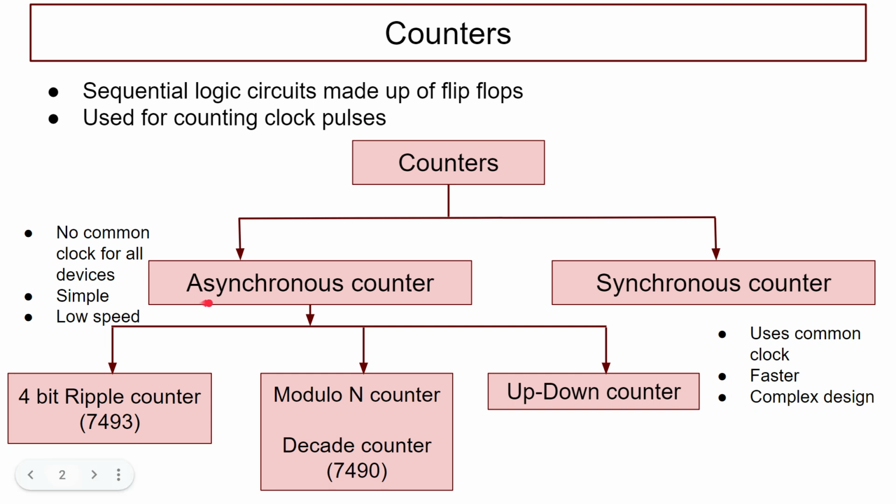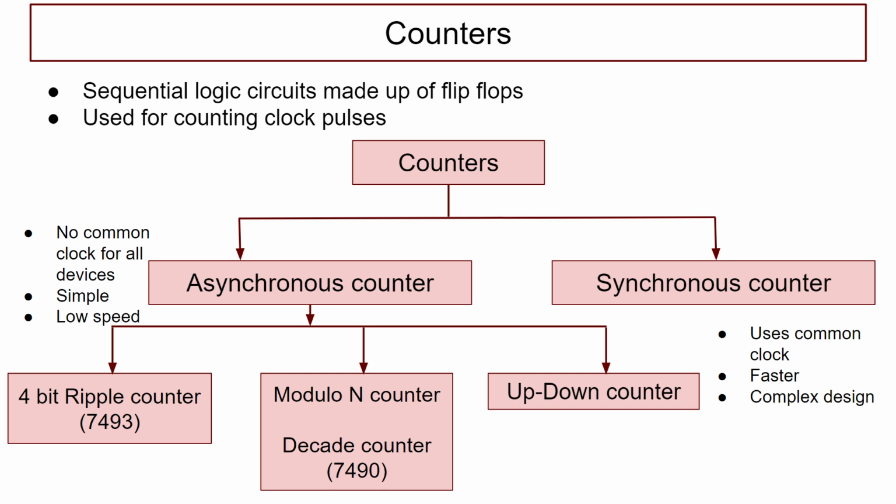asynchronous counter. In the case of an asynchronous counter, the flip-flops don't receive the clock from a common clock source. Each one of the flip-flops receives the clock from a different source. Asynchronous counters are very simple and therefore easy to design, but they are very slow in nature. So, they are used for applications that don't require high speed. So, we are going to study the design of asynchronous counters and synchronous counters in this lecture.